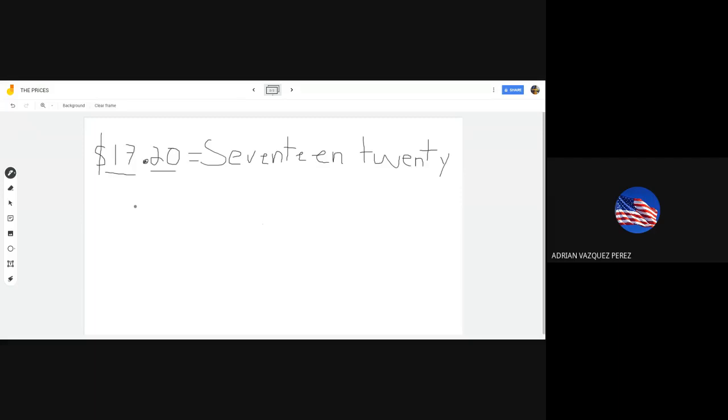Okay, now this one, we call it the price sign. Price. So anytime you see that one, it is the price sign. Okay, this has many ways to say, but when we talk about prices, it is a point.